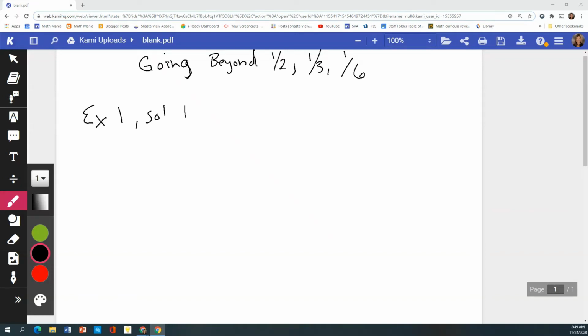Okay, so today we're going to go beyond 1/2, 1/3, and 1/6 when doing our hands-on equation fractions. And here's the exercise. This is still lesson 7 honors. Okay, exercise 1, solution 1.